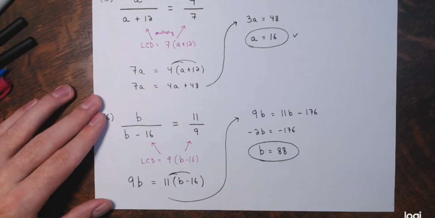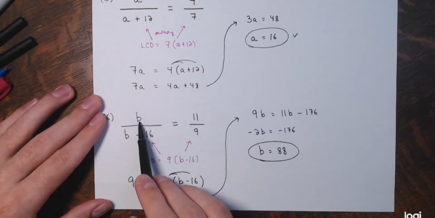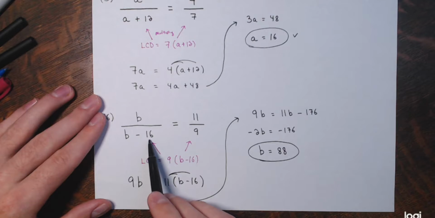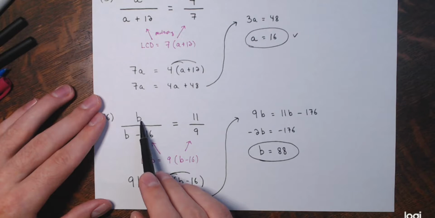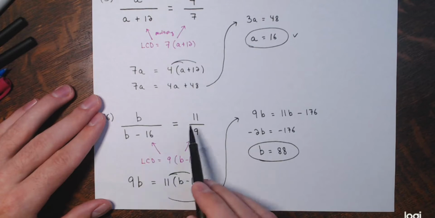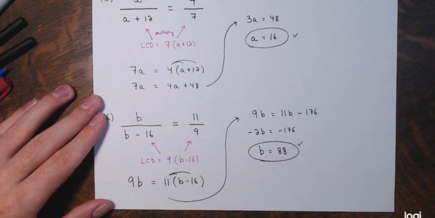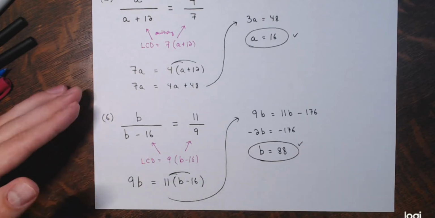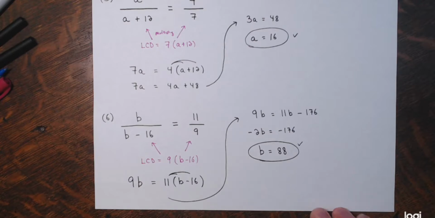All right, let's check this. If I had 88 in the numerator, and then 88 minus 16 would be 72, and 88 is 8 times 11, 72 is 9 times 8. The 8s would cancel. You'd be left with 11 ninths. This does work. Please check your result back in the original equation. Alright, I'm doing the same thing every time here.